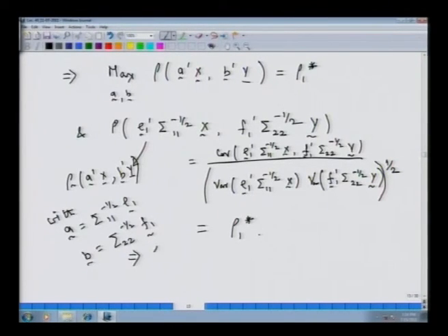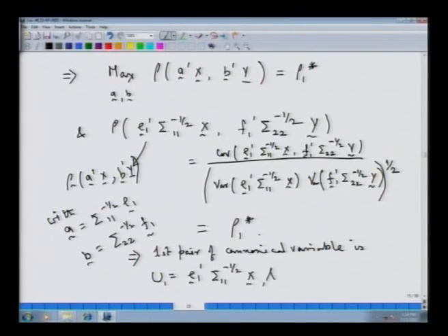So, this will imply that the first pair of canonical variables is given by U1 equal to E1 prime sigma 11 to the power minus half times x, and the second component V1 is equal to F1 prime sigma 22 to the power minus half times this y. So, this is the pair of the first canonical correlation.